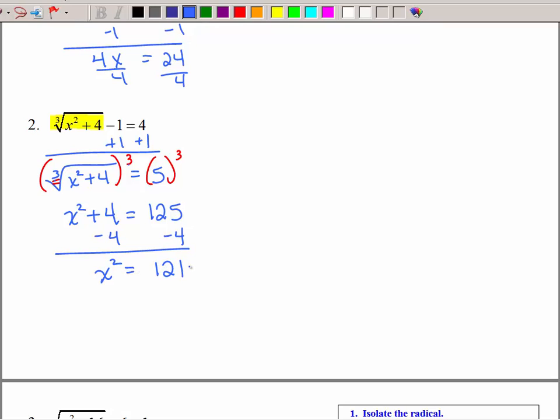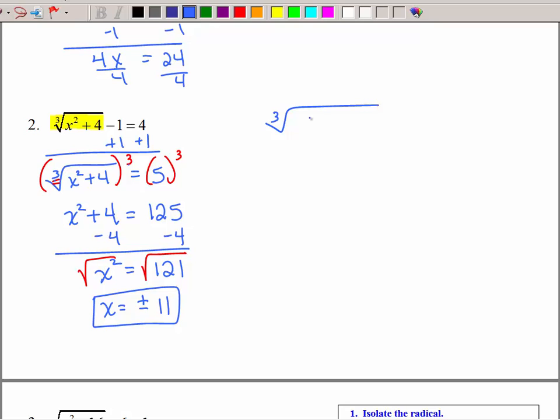But I'm not done because that's x squared. Then you have to remember, well, what undoes an x squared? A square root. So we have x equals plus or minus the square root of 121, and hopefully you remember, when you put in a square root that wasn't there, you have to put in that plus or minus sign, and the square root of 121 happens to be 11. Now that's two different answers, so we need to check both answers.